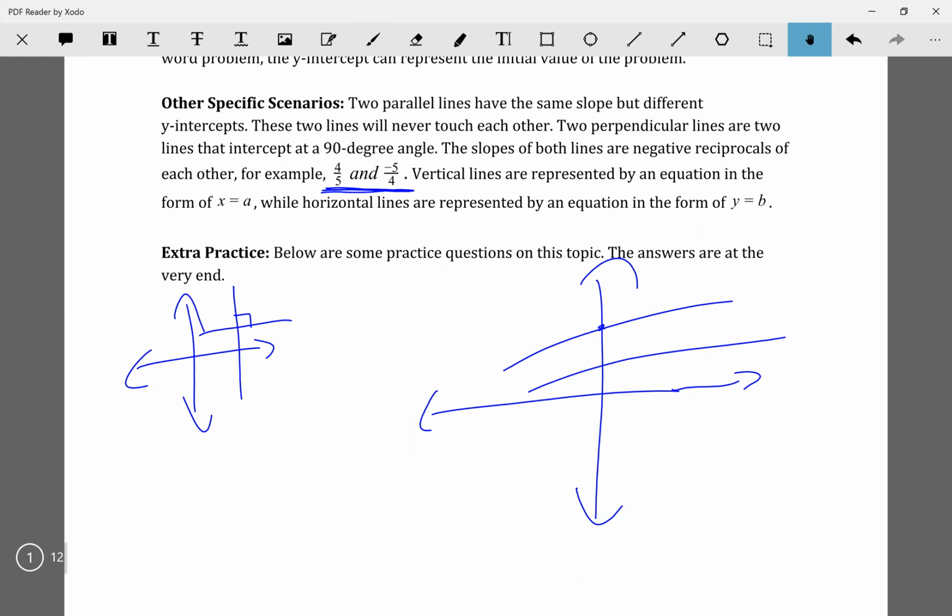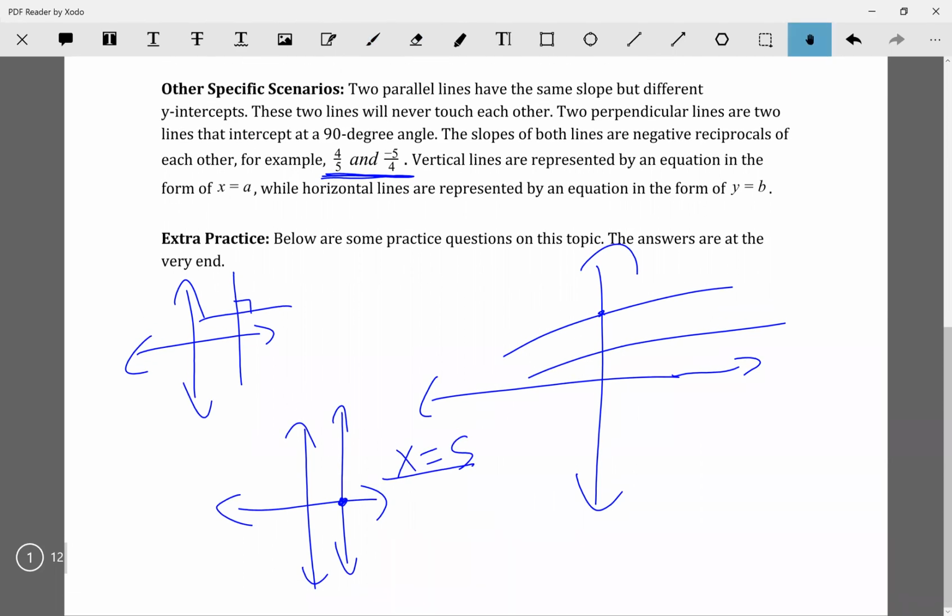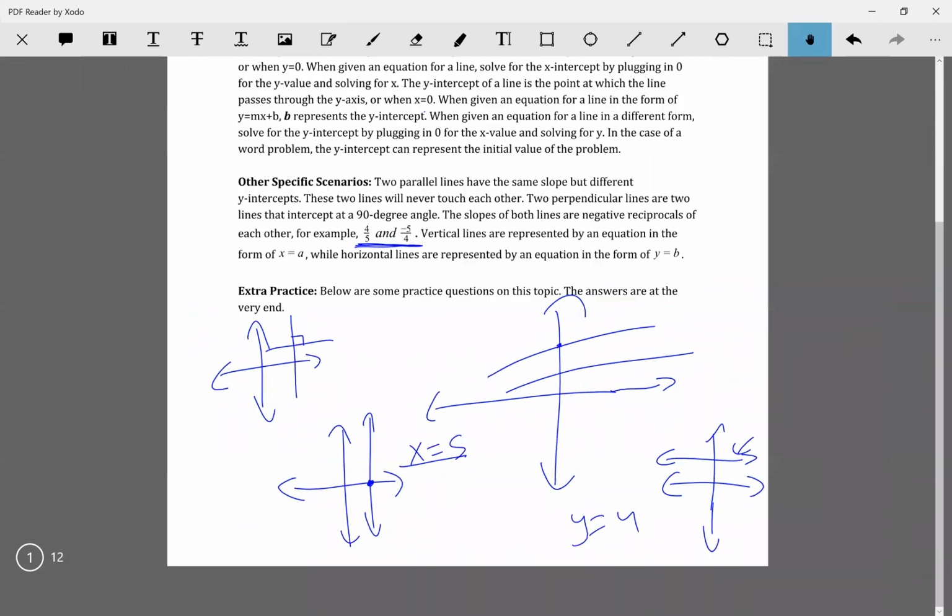And if we have horizontal and vertical lines, a vertical line would just be something like this. In this case, whatever this point is, it would be x is equal to, let's say, 5. That's what the equation of the line is going to be. Horizontal is basically the exact same, except it's for the y value. So in this case, if this is the line right here, then it's going to be like y equals 4, something like that. That's basically it.